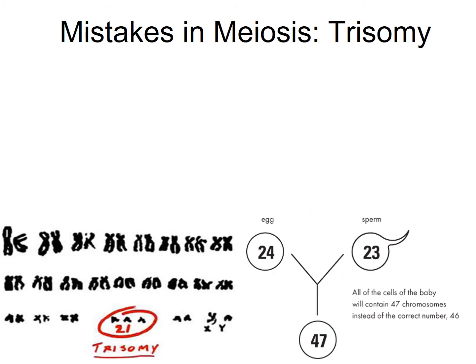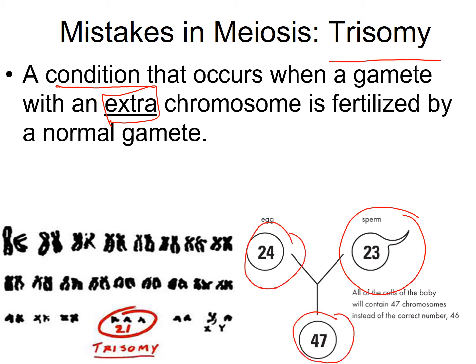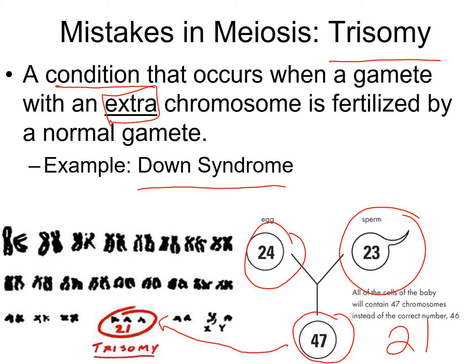Here is trisomy. Trisomy is what we consider with Down syndrome. This is when we get an extra chromosome. For example, the sperm was 23 and mom had 24, so her child came up with 47. That usually happens on number 21. It can happen elsewhere, but because we're specifically talking about Down syndrome, it usually happens on number 21. And that is called trisomy.